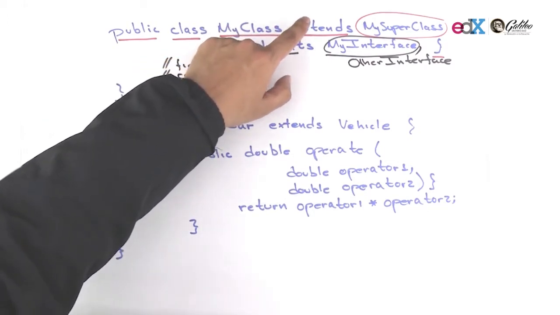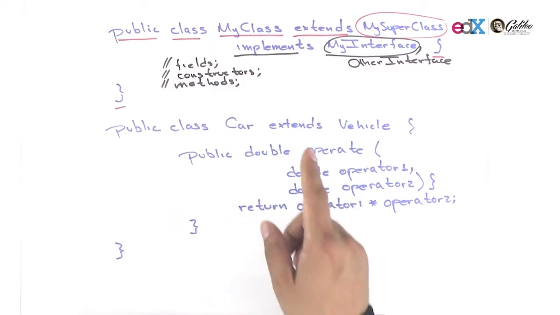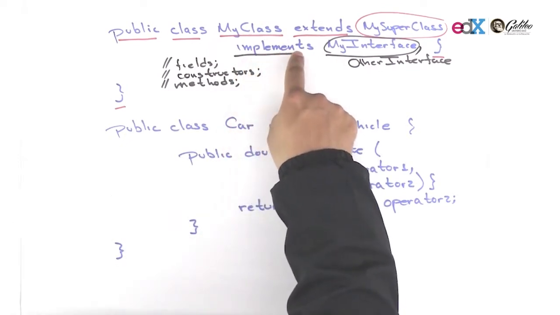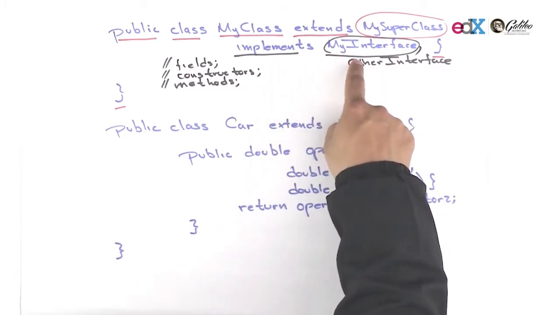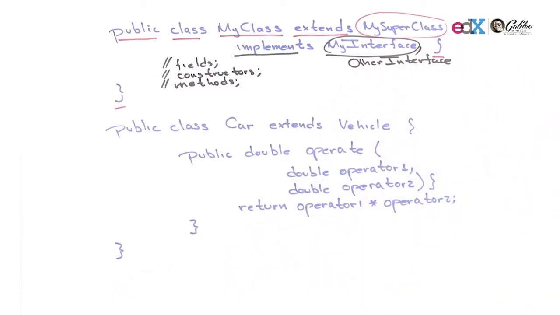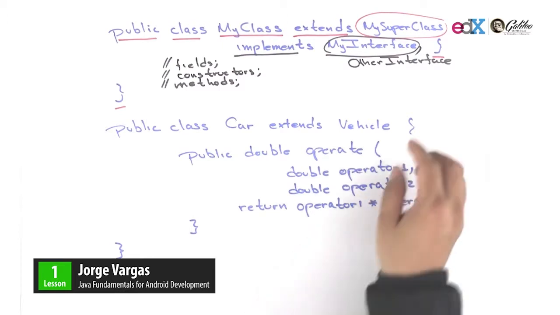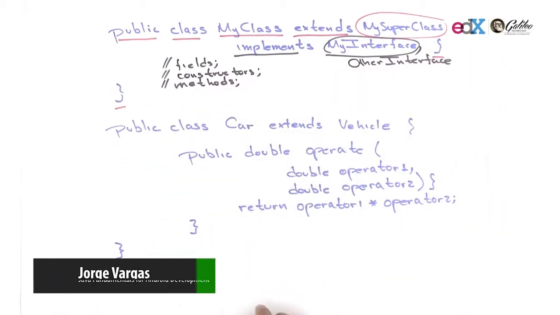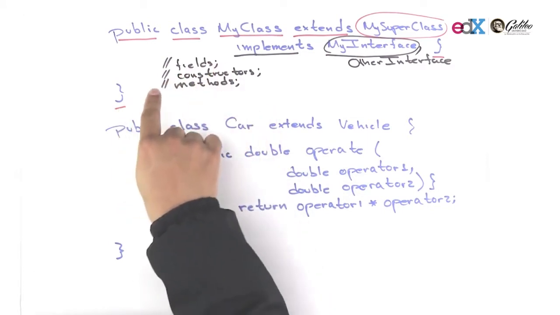So again, the access modifier, the reserved word class, the name of the class, the extends word, and the name of the superclass if you are extending from a superclass. If you also implement some interface, you have to use the implements word followed by the name of the interface. If you are using more interfaces, remember to use comma to separate each interface name. Important, you can only extend from one class.